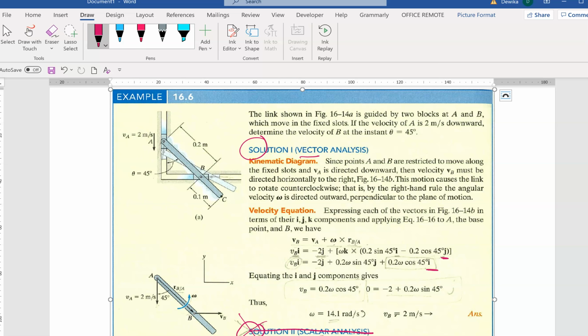Okay, let's look at this link here. The link shown is guided by the two blocks A and B, which move in a fixed slot. Velocity A is 2 downward, and you have to determine the velocity B. What's given to you is the link's distance and the angle, and if you see here, this thing is moving straight downward. VB is actually moving straight here. This whole thing is actually rotating.